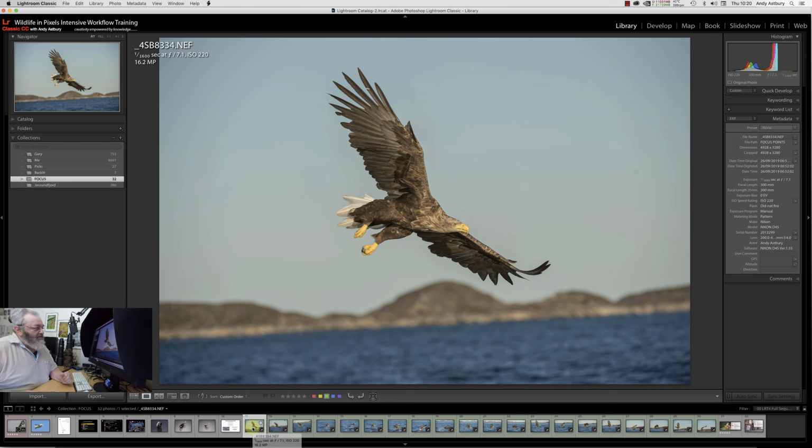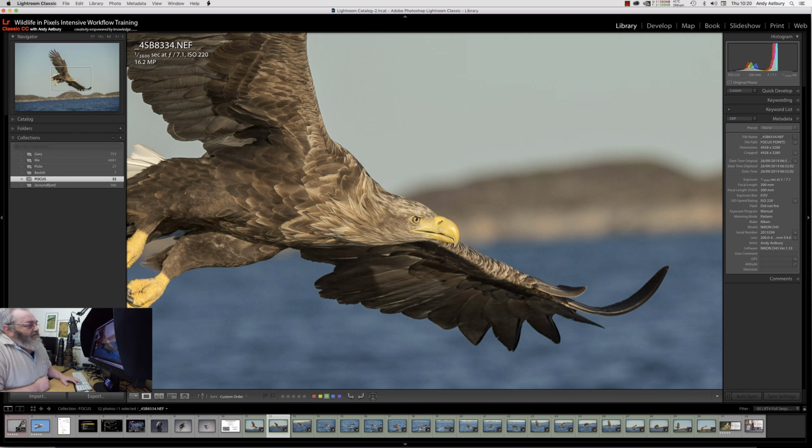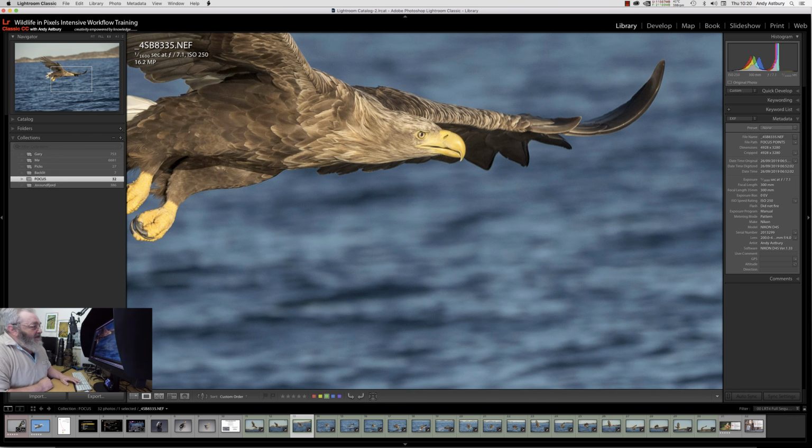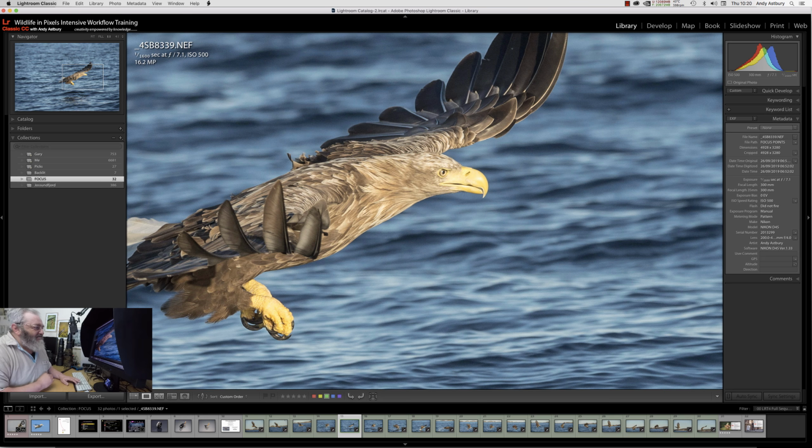So if we just go and have a quick look at these images at 100%, I'll quickly cycle through them. So that's sort of sharp. That one's somewhat sharper. That's pretty good. That one's okay. That one's okay. That one's a little bit soft, but it's not from autofocus.